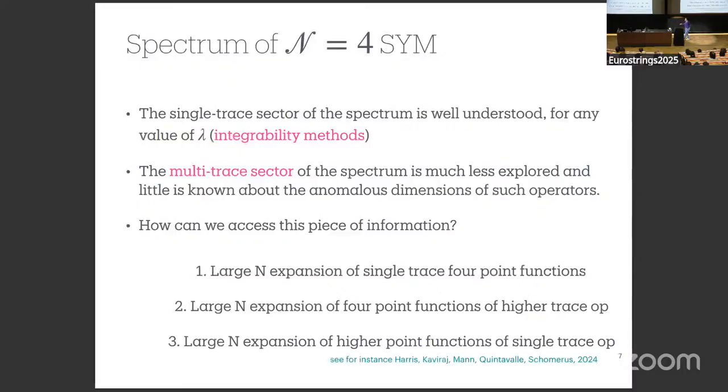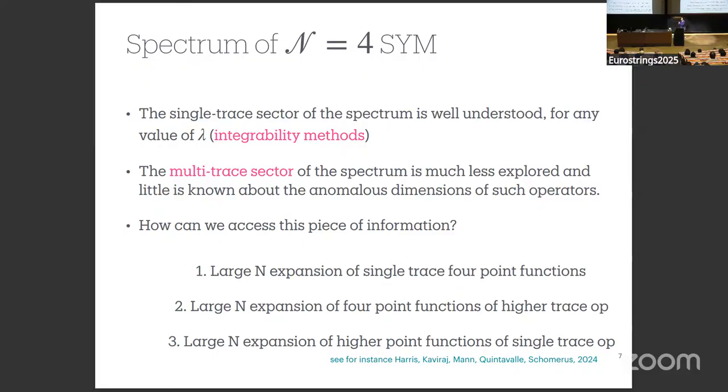Or there is another way that I'm not going to comment on, but I wanted to point out, because maybe some of you work on that or are more familiar with this: instead of studying 4-point functions, we can study higher point functions of single trace operators. This is very similar to the first one, but I don't want to comment more about that. We can discuss over lunch if you want. But this is another way to access this multitrace sector.